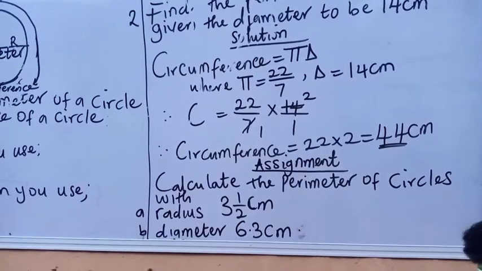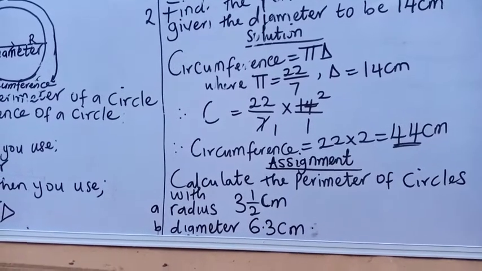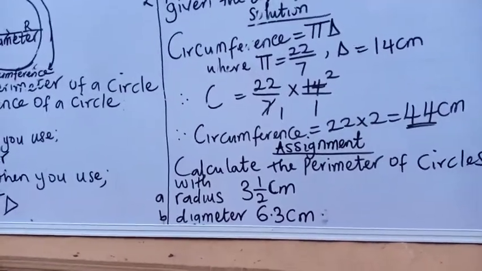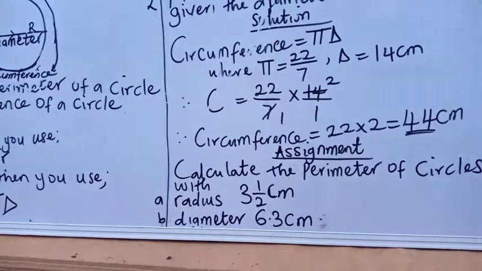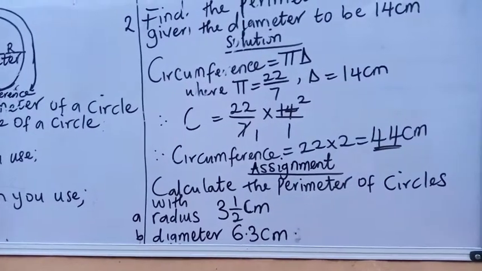Don't forget, before I go, circumference is the same thing as perimeter, because you can see in a question that you should find the perimeter of a circle. So it's the same thing as the circumference of a circle. Use either of the formulas.